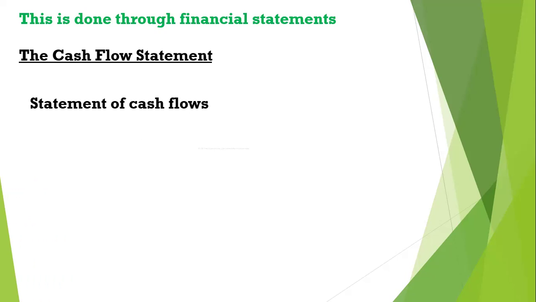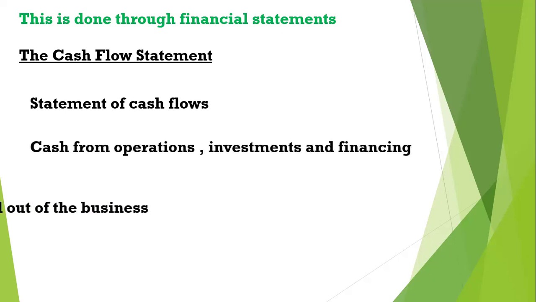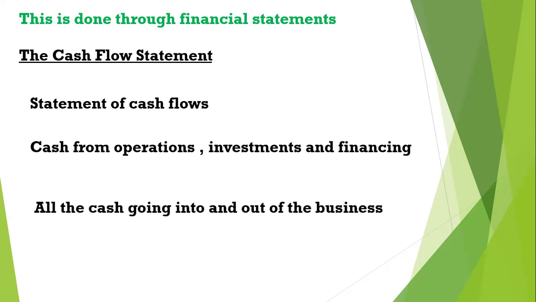This one also shows the cash that is used: cash from the operation, cash from the investment, cash from financing. You put them together, and then you see all the cash going into and out of the business. So this one also shows how much cash they have.